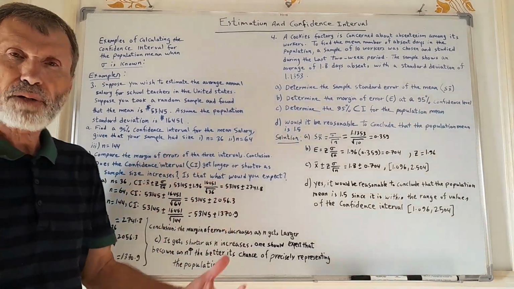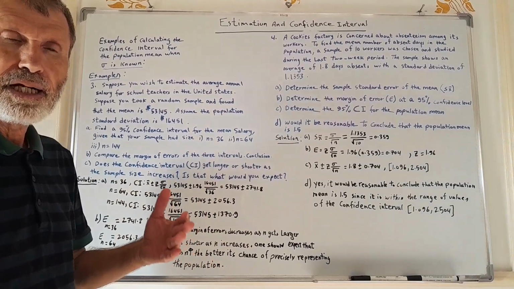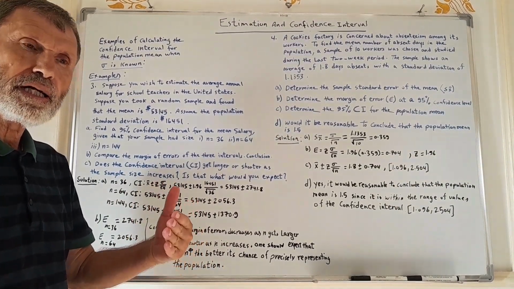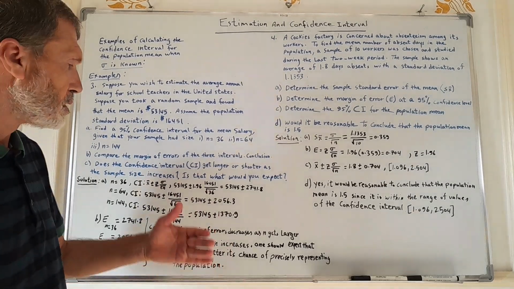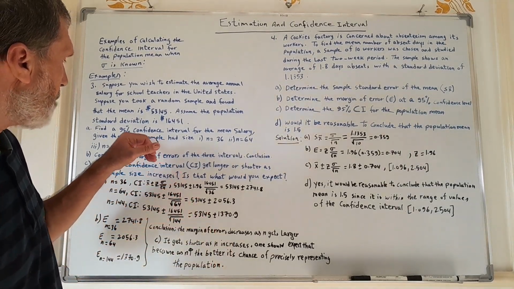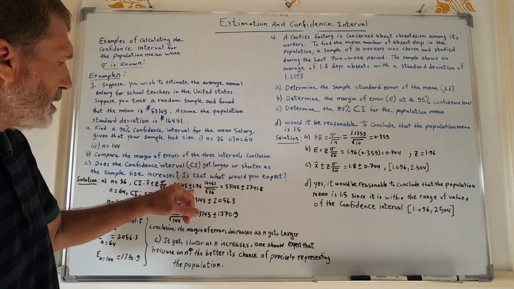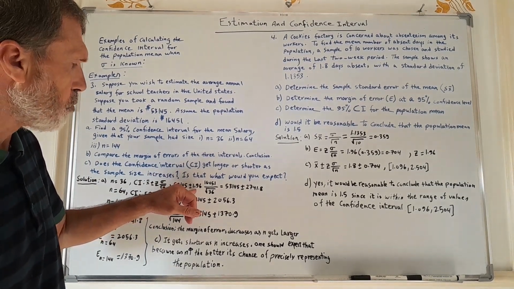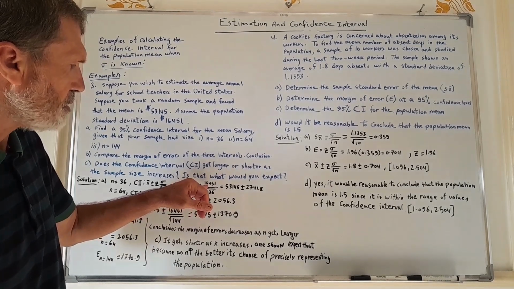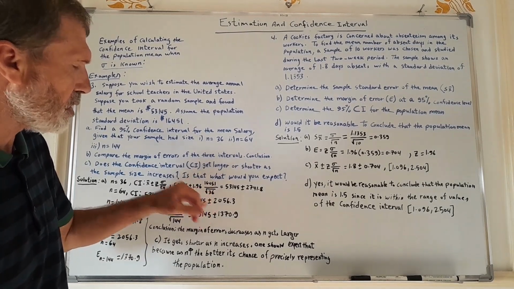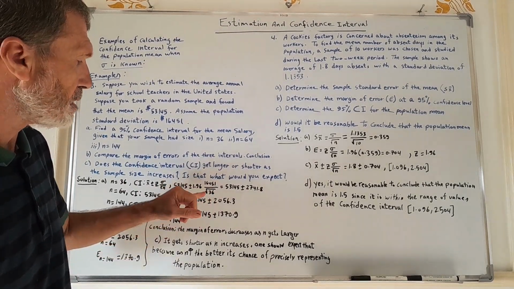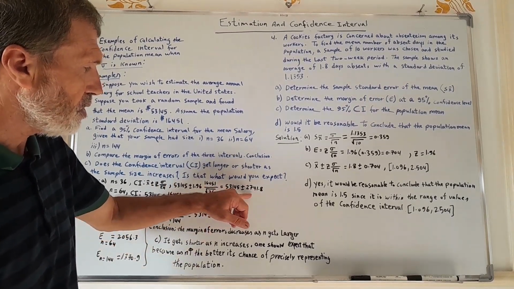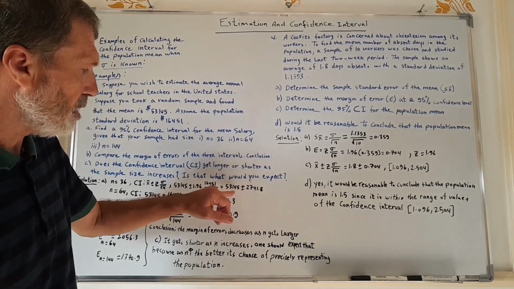We have already talked about how to calculate z values when we have different confidence levels. When we have a 95% confidence interval, the z is 1.96. So plug in 1.96 times 16,451 over the square root of 36. We come up with the range, or the confidence interval, of course.